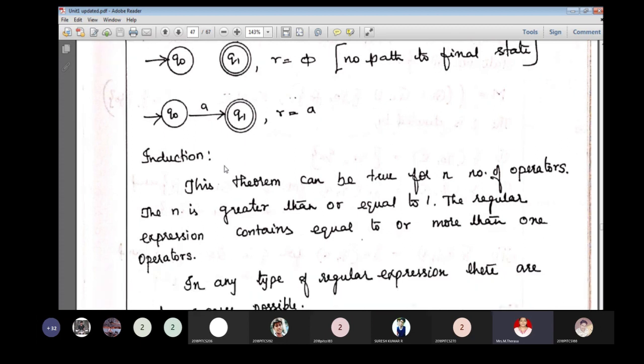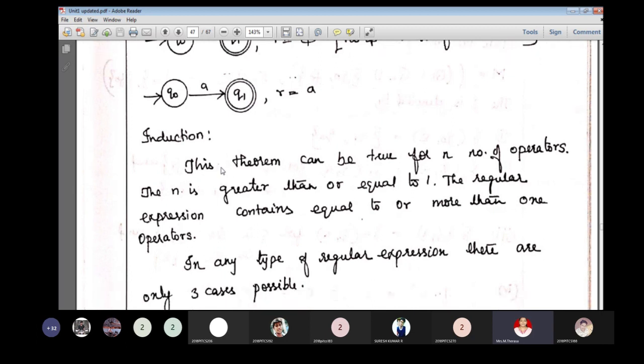So next we are going for the inductive step. In the basic step we have seen the basic units of the regular expressions like epsilon, phi and a. Now we are going to apply the operators too, and build the corresponding finite automata, that too non-deterministic finite automata with epsilon transitions.